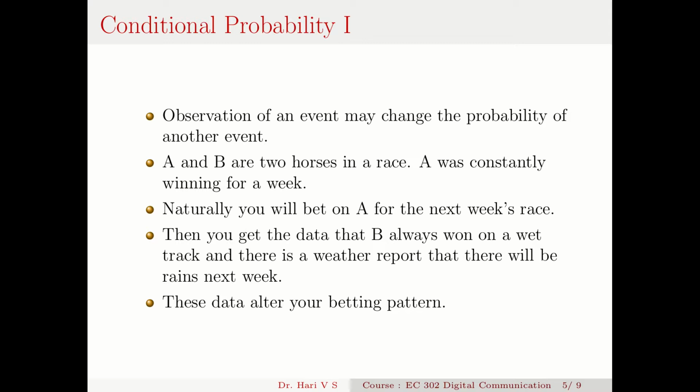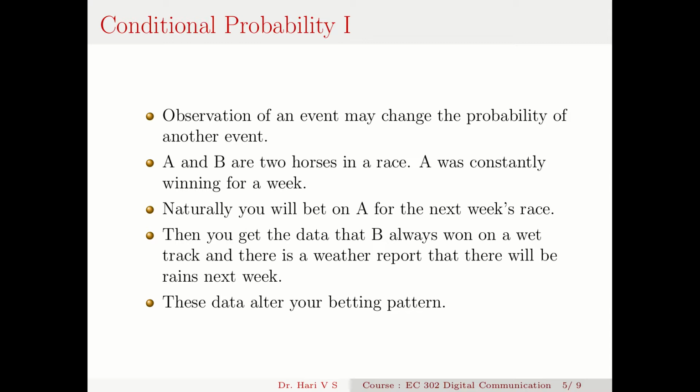But then you get some other data, that B always won on a wet track. Horse B was very good at running on a wet track, much better than A. And there is a weather report that there will be rains next week.